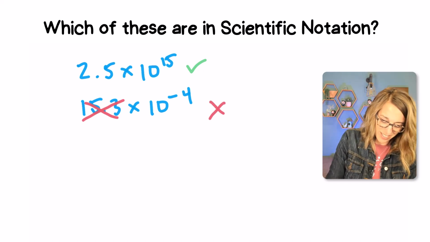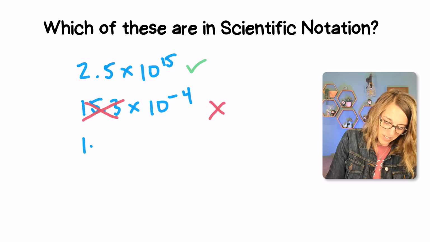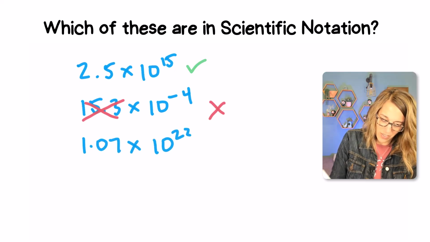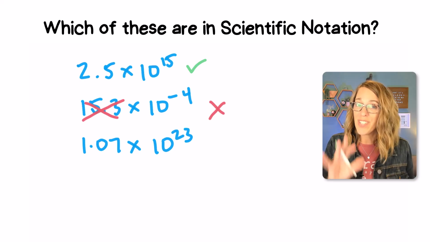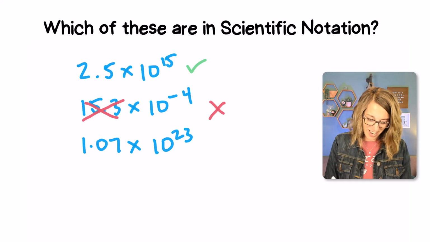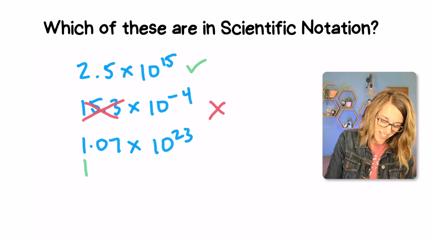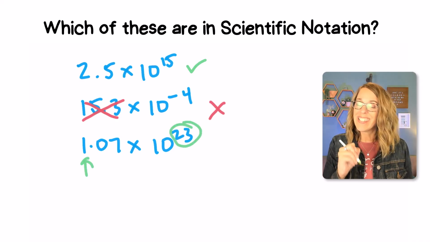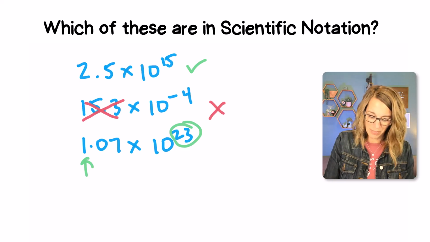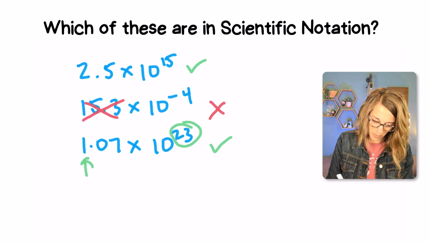Okay, so here's another example. How about 1.07 times 10 to the 23rd? Is this one in scientific notation or not? If you said it is, you've got it. I've got that single digit in front of the decimal place, and that power is an integer, no fractions or decimals there. So this one gets a check mark as well.